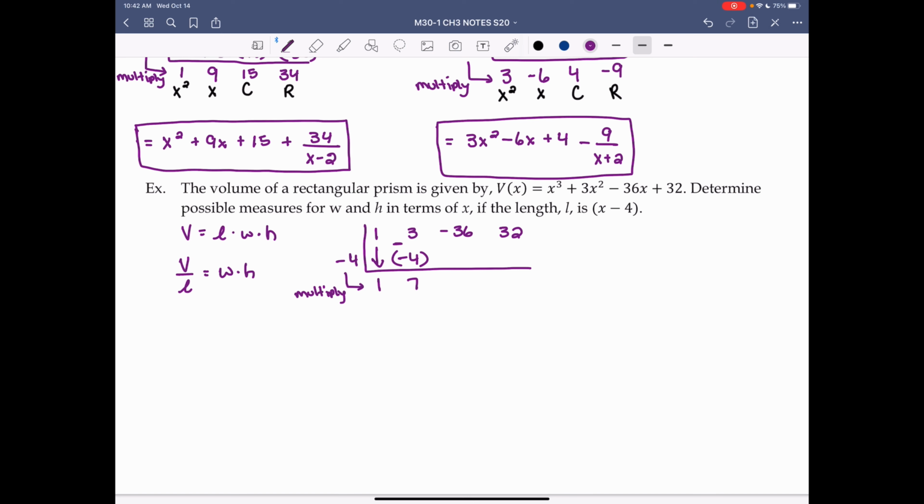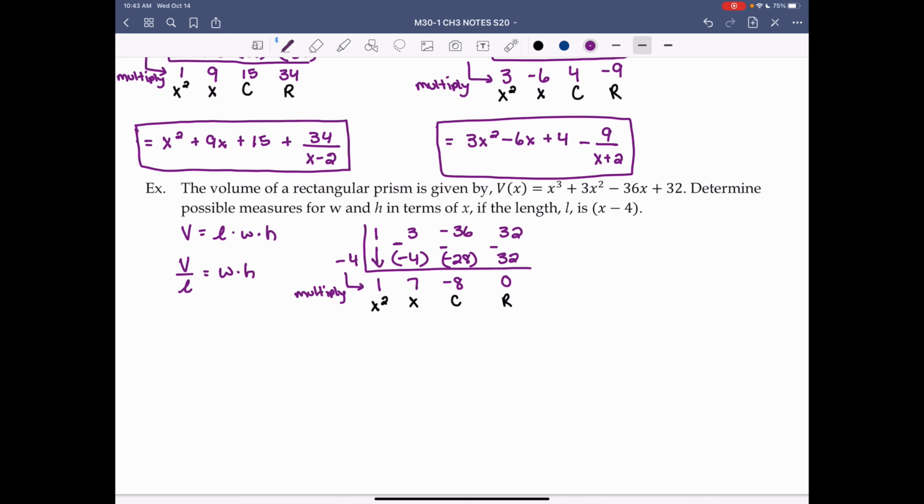7 times negative 4 is negative 28. Subtract inside. Negative 36 minus negative 28 is negative 36 plus 28, which is negative 8. Multiply outside. Negative 4 times negative 8 is positive 32. Subtract inside. 32 minus 32 is 0. Starting on the right, we have our first term is our remainder, then our constant, then our x term, then our x squared term.